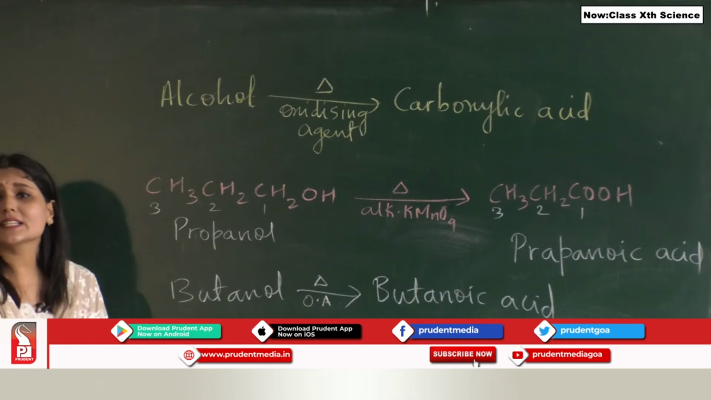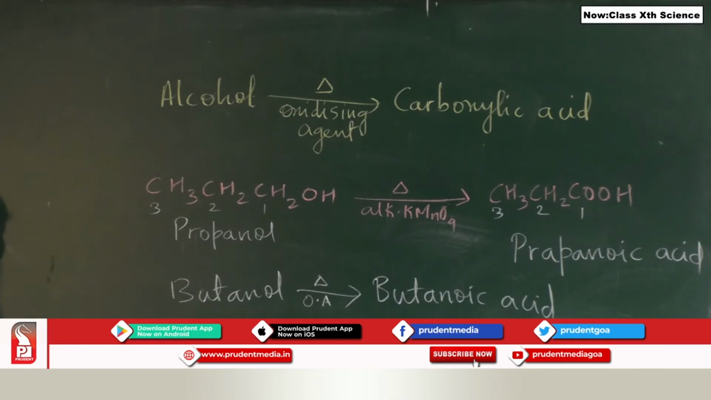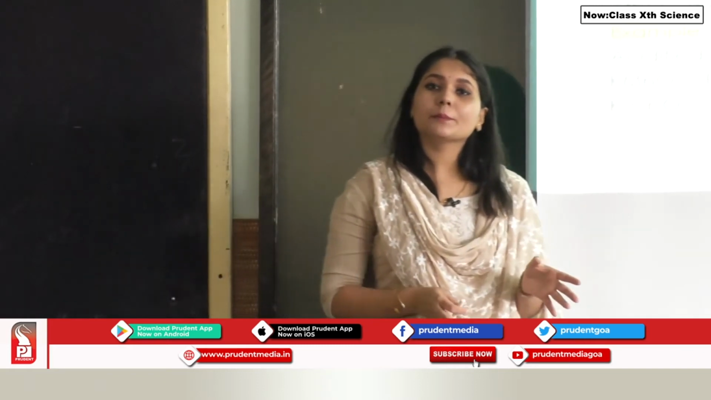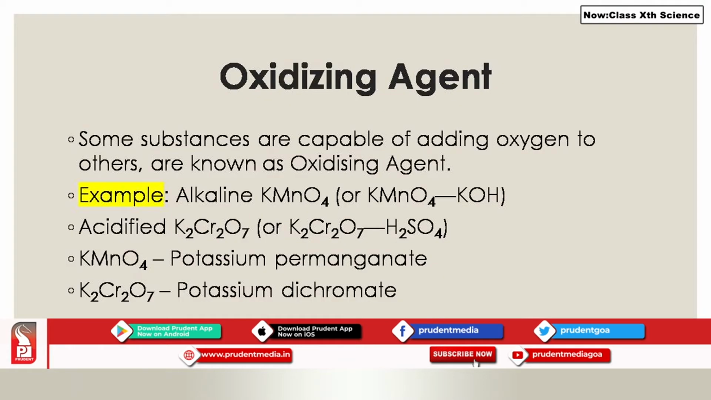Now what exactly is an oxidizing agent? Let us learn about it. So you see some substances like potassium permanganate and potassium dichromate are capable of adding oxygen into other compounds. Substances which are capable of adding oxygen to others are called oxidizing agents. Here are some examples of oxidizing agents.